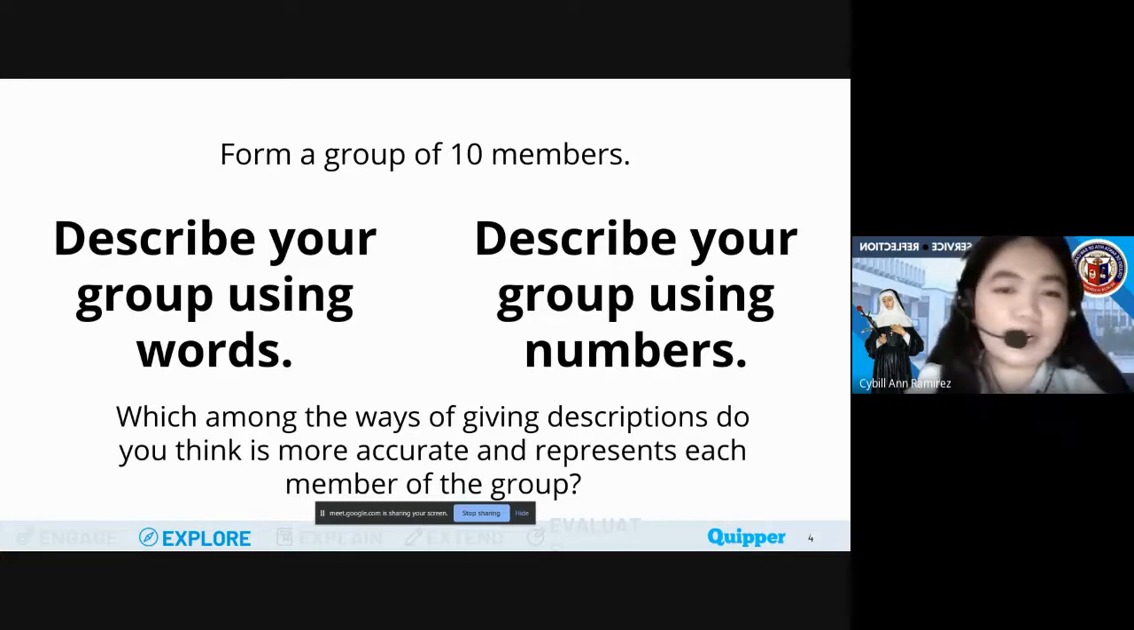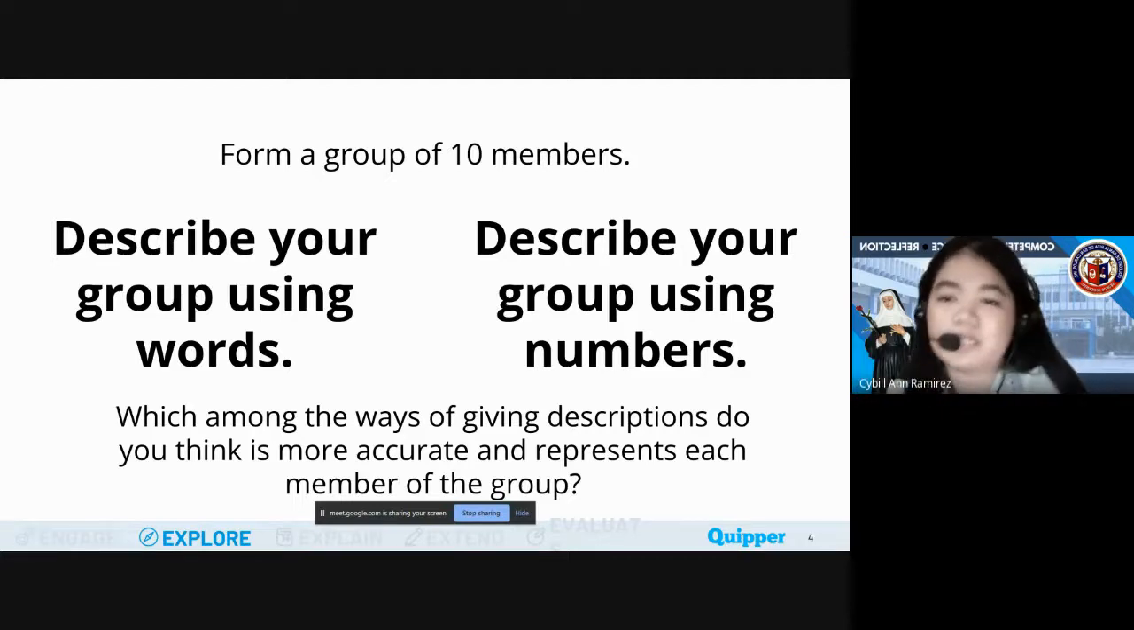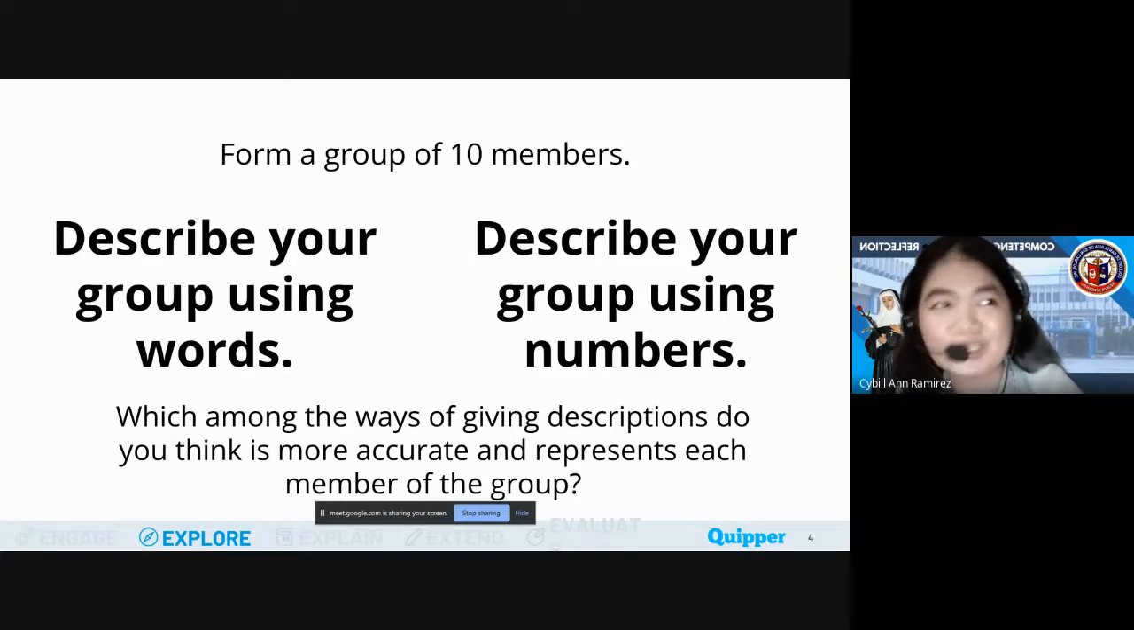Okay, let's try to compare both groups. The TVL described it as friendly and honest, while the ABM described it as 2 boys, 11 girls, and 1, because they feel that they are united as one. So, what do you think? We could also insert the age bracket in the ABM description, since most of the students there are within 16 to 18, or 17 to 19 years old. We can throw that in the description using numbers.